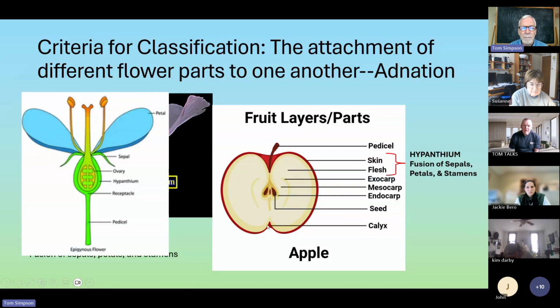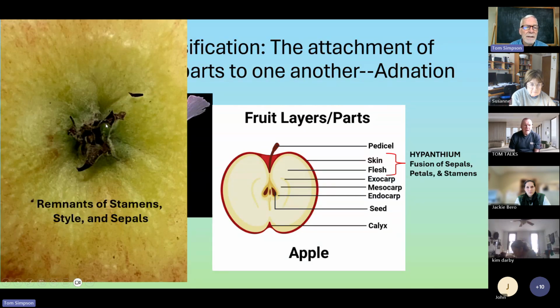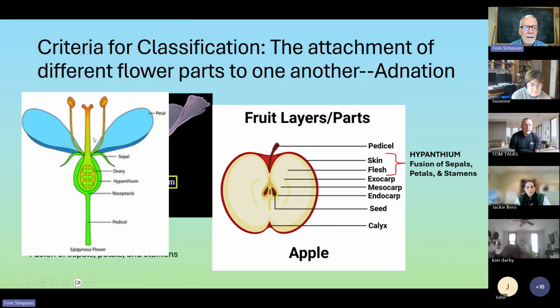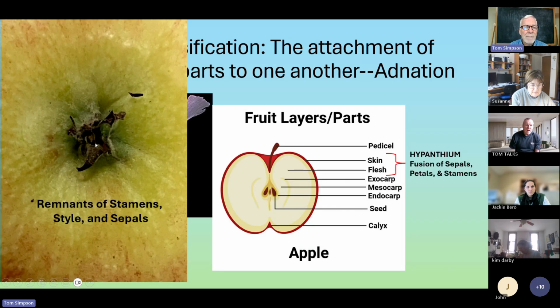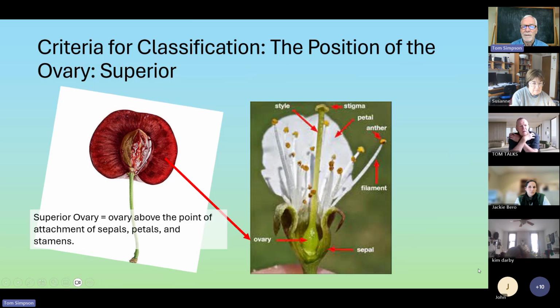And often at the base of the apple, you'll find these little remnants of the calyx, because there are the sepals, and that's left at the end of the apple on the opposite side from the stem. So if I flip this apple over, the stem would be on one side and these little bits of the calyx would be on the other. So there's an example of adenation.